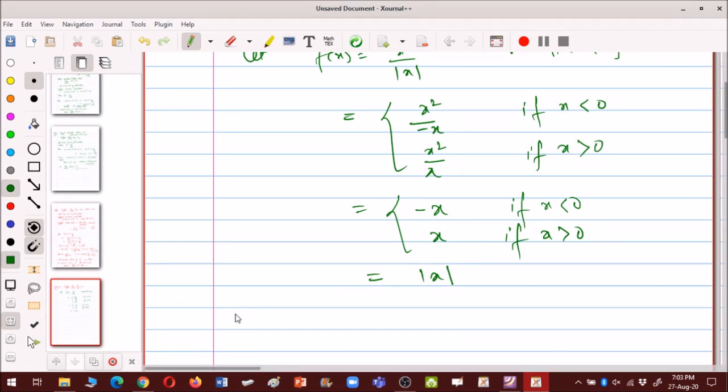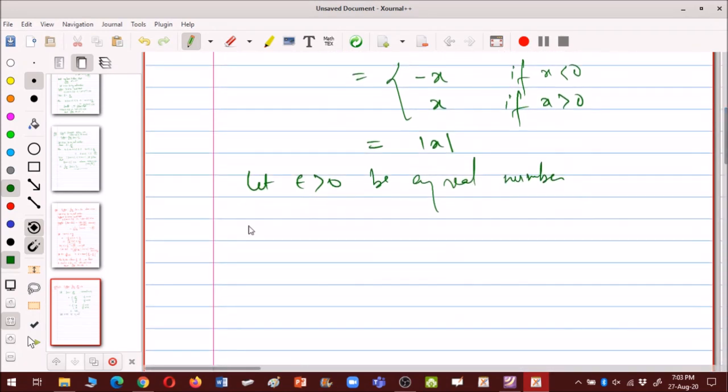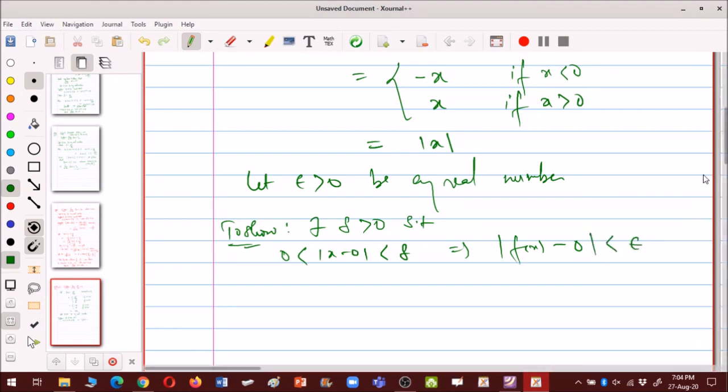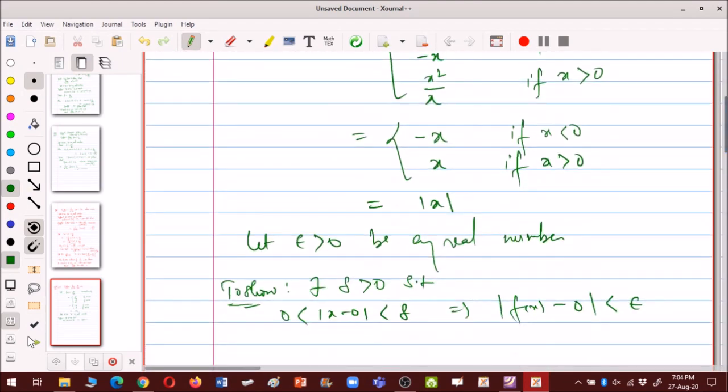So consider, let epsilon greater than 0 be any real number. To show there exists delta greater than 0 such that 0 less than |x minus 0| less than delta should imply |f(x) minus 0| less than epsilon. So this is what we have to show.